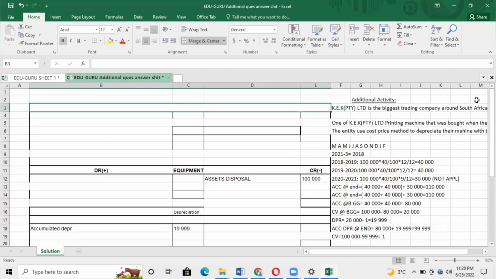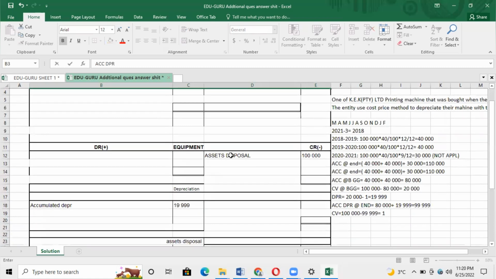So now let us prepare our accumulated depreciation account, right? I'm not going to have any opening balance for my accumulated depreciation account because, like I said earlier, I was testing only one friend full.